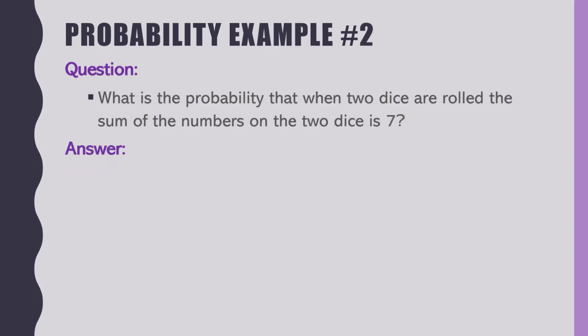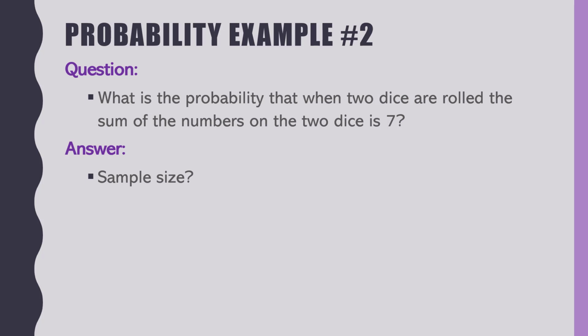All right. Here's the next one. What is the probability that when 2 dice are rolled, the sum on the 2 dice is going to be 7? Okay, so again, we have to think about what's our sample size, right? 36, that's correct. Now, how did you come up with that?